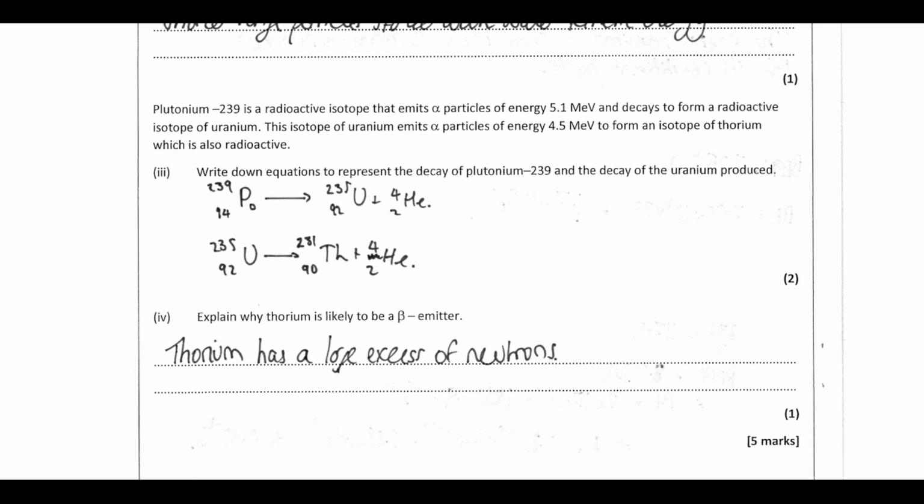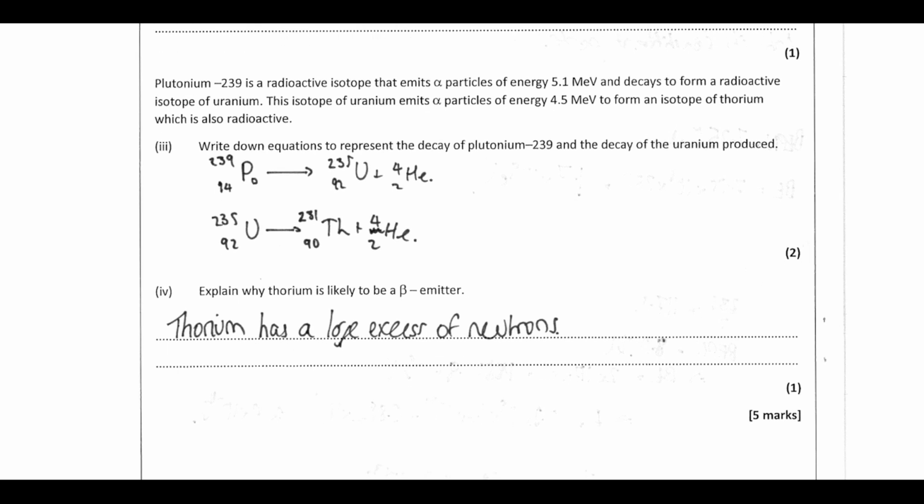Then the last question: why is thorium likely to be a beta minus emitter? Well, beta minus is caused by having an excess of neutrons. So the reason thorium is an emitter would be that it has an excess of neutrons. Okay, so let's move on to the next question.